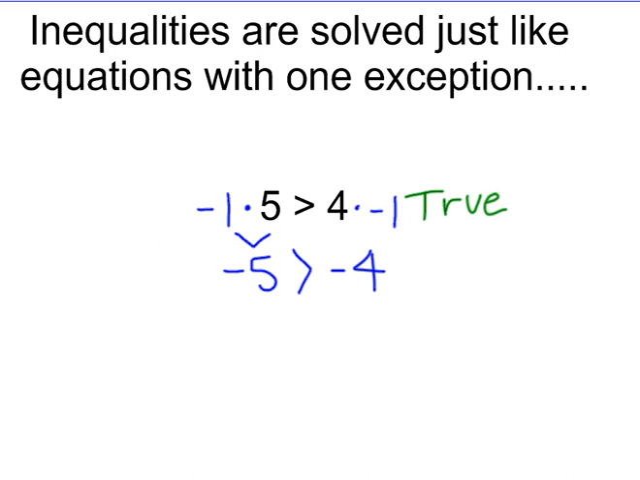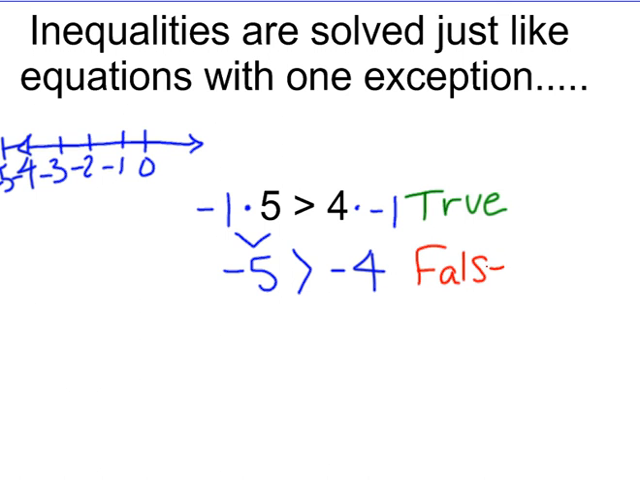If you think about your number line with 0 right here, -1, -2, and -5 would be over here. Everything to the left is smaller, so since this is not true, we have a problem. First of all, I'm going to write false next to it. And now, in order to make this inequality true, I'm actually going to need to flip my inequality symbol. So -5 is less than -4. Now I have a true statement again.